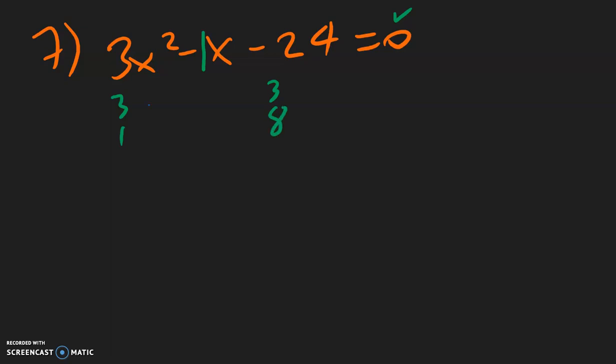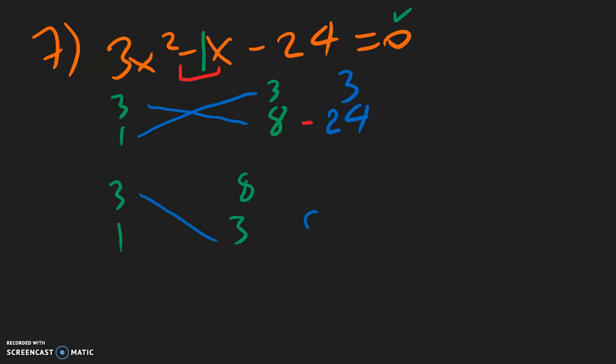Now to cross multiply. 3 times 8 is 24. And 1 times 3 is 3. So we are trying to get a negative 1. So let's make the bigger number negative. But negative 24 plus 3 or minus 3, either way, we cannot get a negative 1. So let's try it again by flipping it now. So instead of 3 and 8, we do 8 and 3 instead.